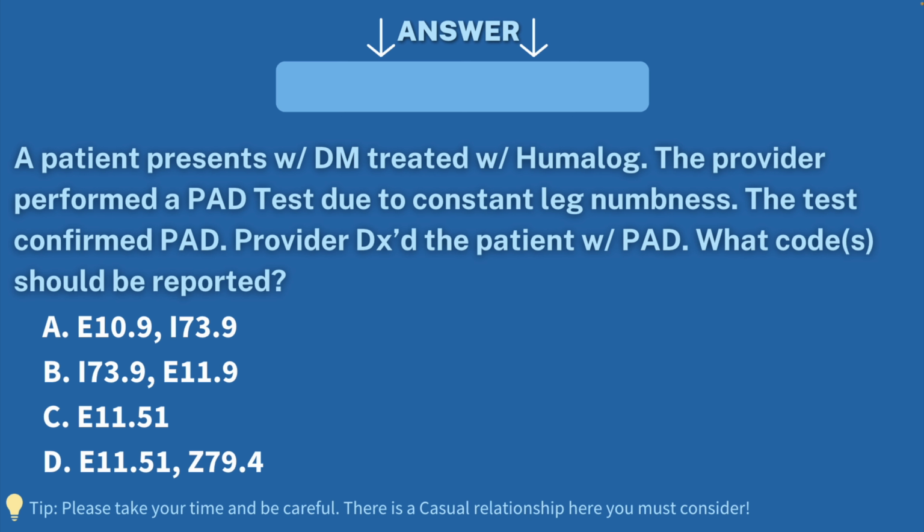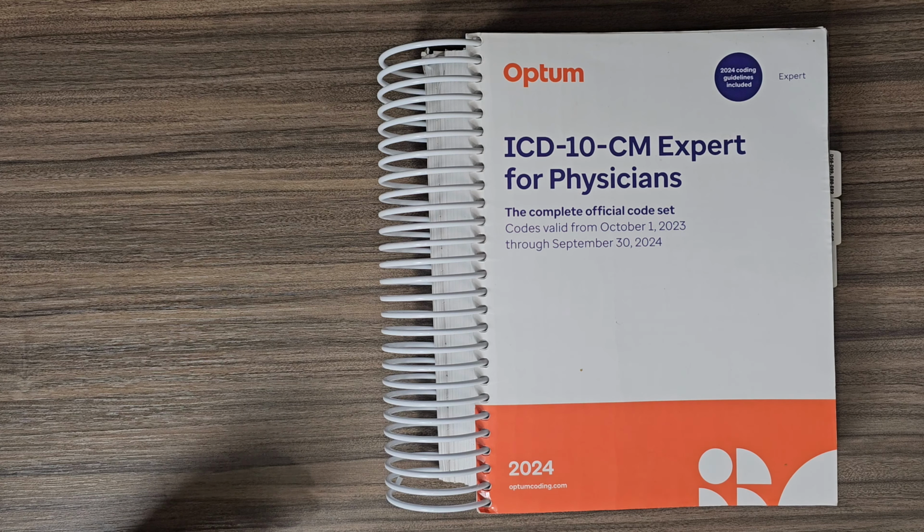So first off, the patient has DM, which is diabetes. It is treated with Humalog. Humalog is insulin. That's very important here. The provider performed a PAD test, and then the patient was diagnosed with PAD. So in this situation, we need to go look up diabetes in the alphabetic index.